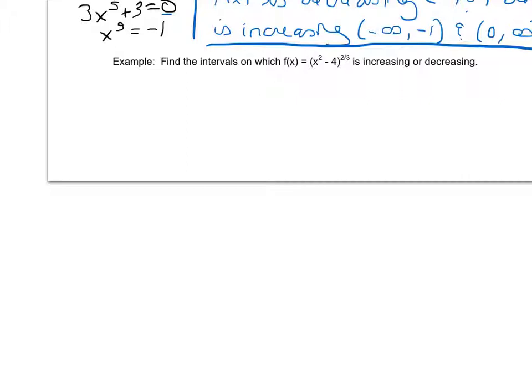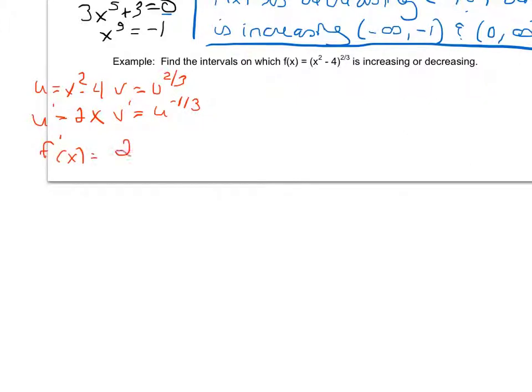I'm going to let u be my inside function, x squared minus 4, and v be u to the 2/3. u prime is then 2x, and v prime is then u to the -1/3. So I can say f prime of x is u prime times v prime, so I'm going to have 2x times, u can move to the bottom and I can make the 1/3 positive, so x squared minus 4 to the positive 1/3. Remember, that means the cube root.